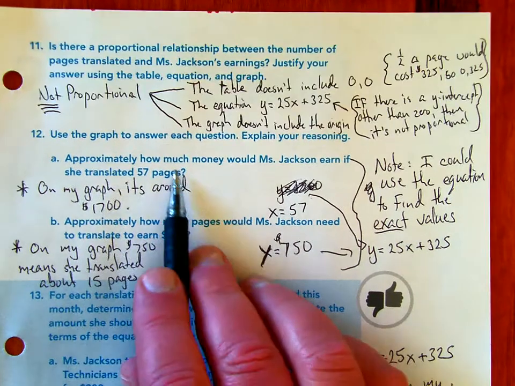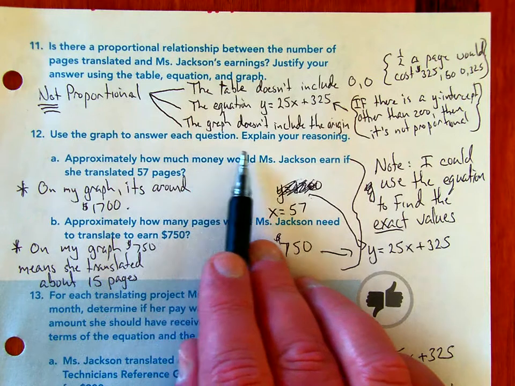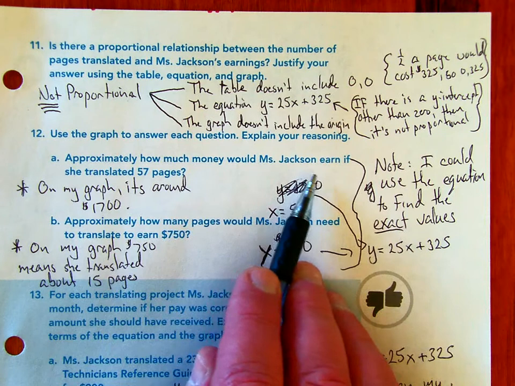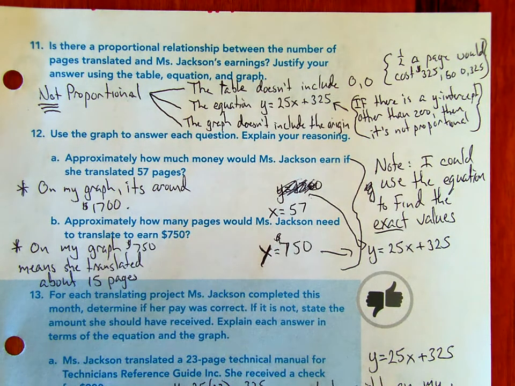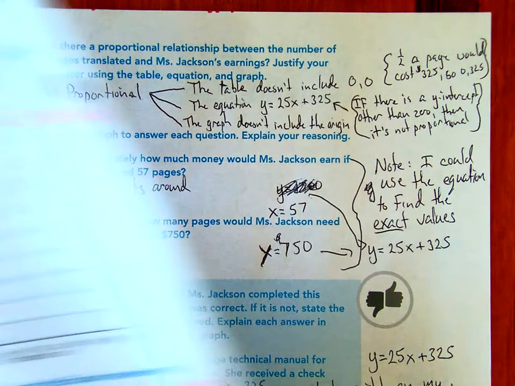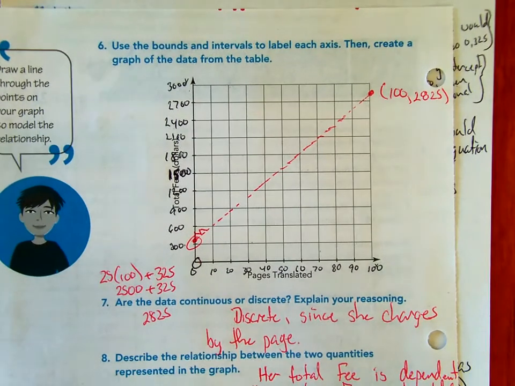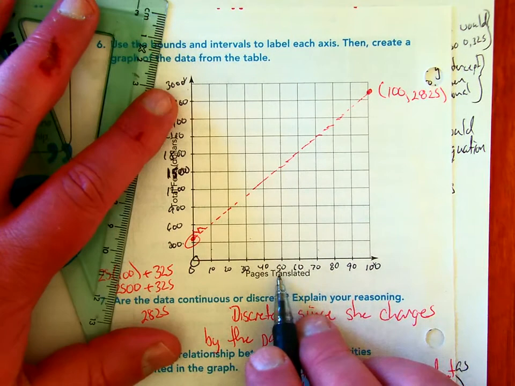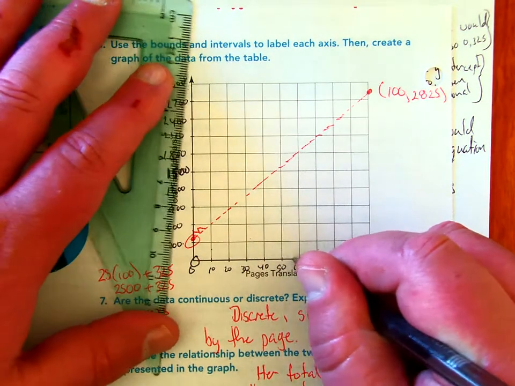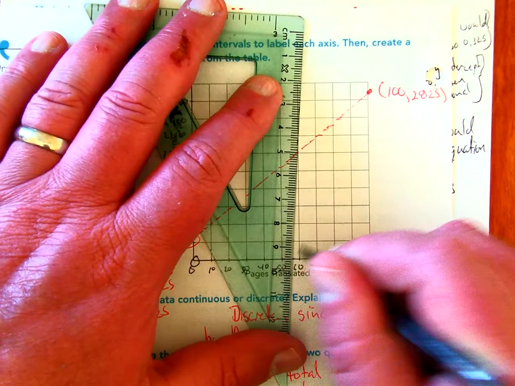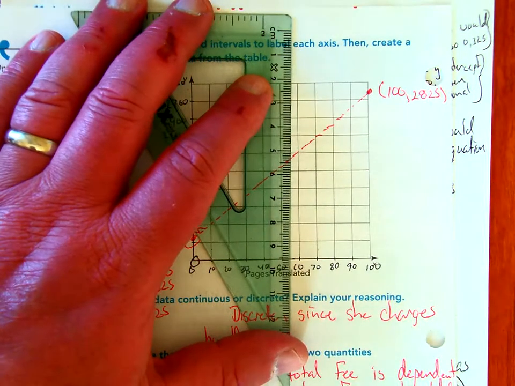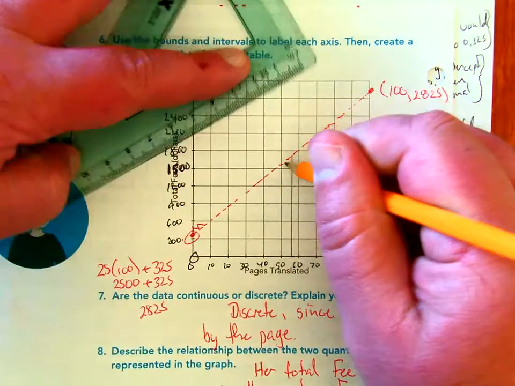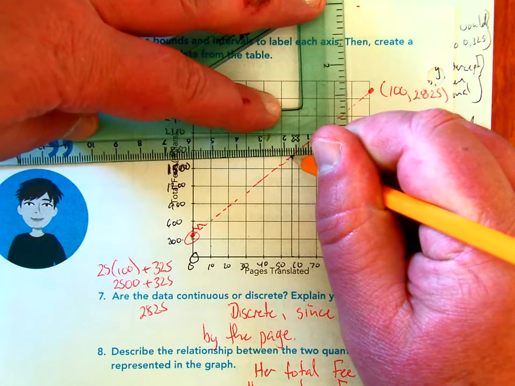Use the graph to answer each question and explain your reasoning. Approximately how many dollars would Mrs. Jackson earn if she translated 57 pages? Well, on my graph, approximately, and again, your answer can differ because I'm literally just going on my graph. Here's 50, here's 60. 57 would be about right here. I guess I'll do it in pencil. 57 is going to be around here, so I'm just going to draw a straight line up. Straight line over.